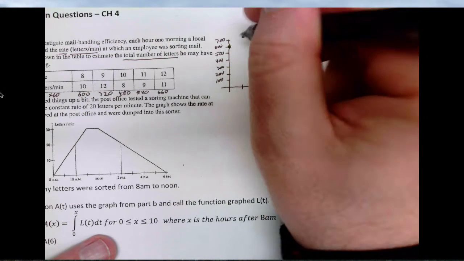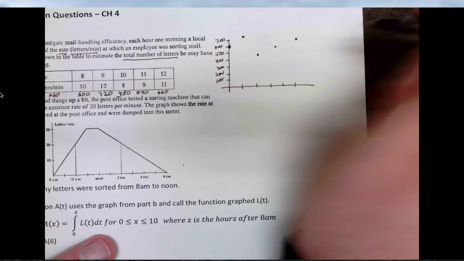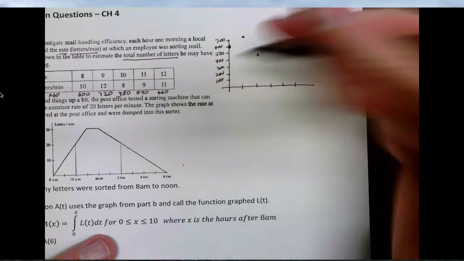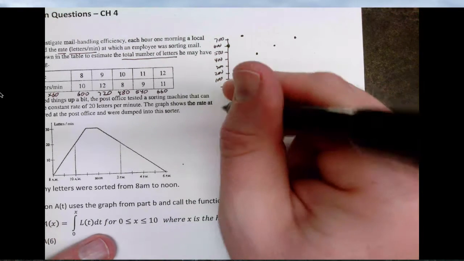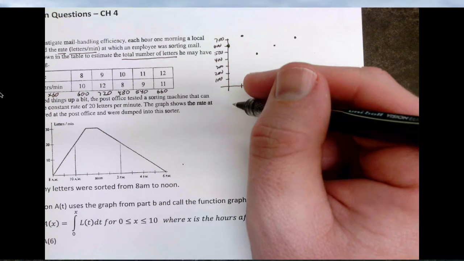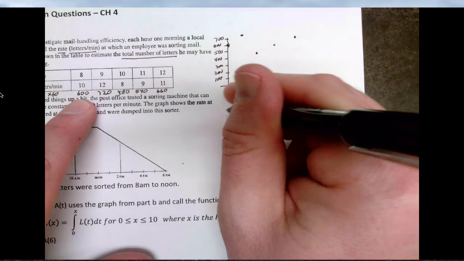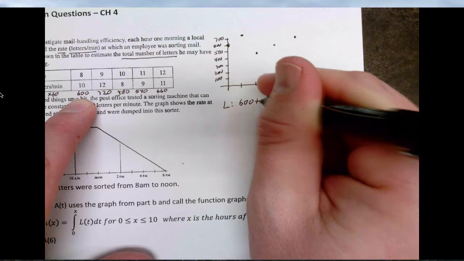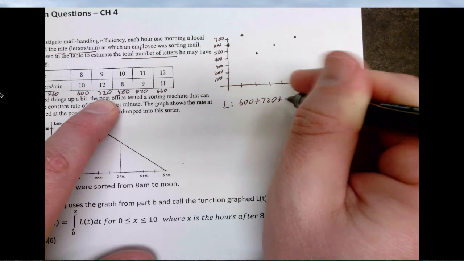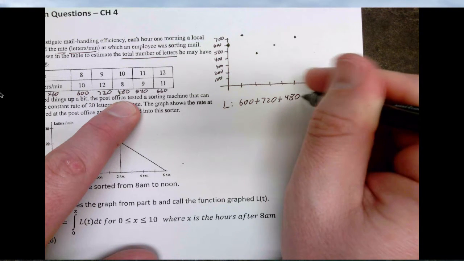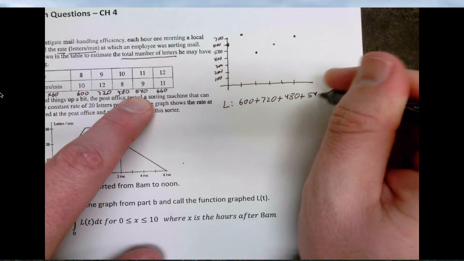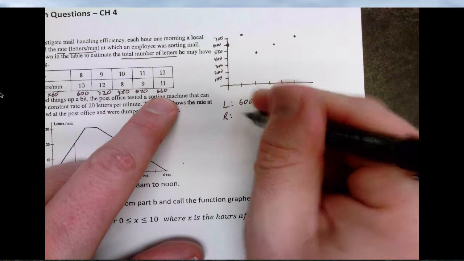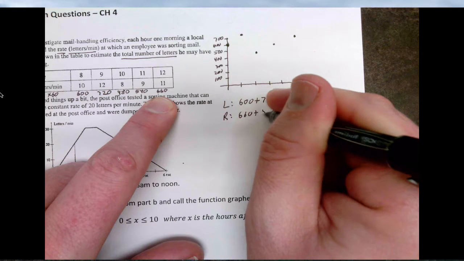So what I'm looking for technically is the area underneath all these points coming down, because the area underneath here will be the total letters sorted that day by this person. Okay, so what I'm going to do now, I know that the width in each of these cases is 1. So I'm going to use the left rule, which means that I'm going to have 1 times 600 plus 1 times 720 plus 1 times 480 plus 1 times 540.